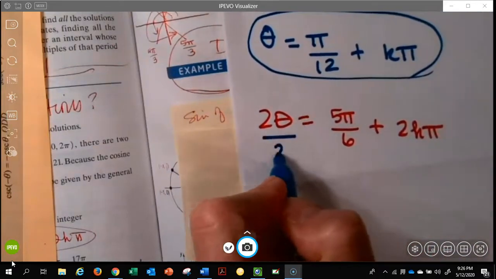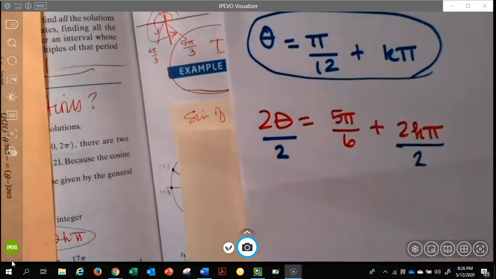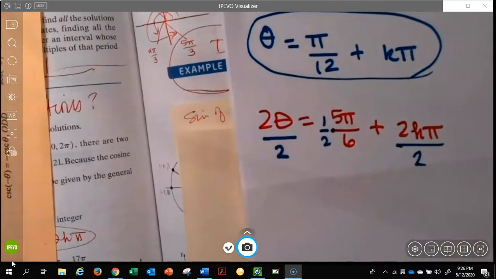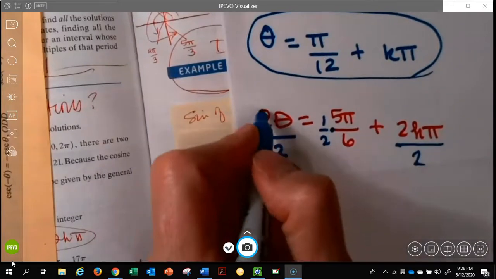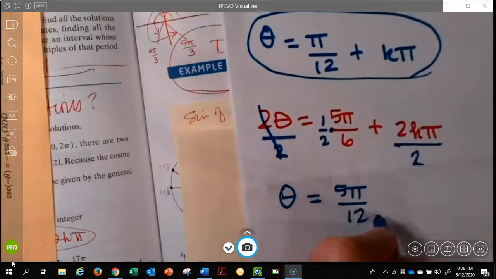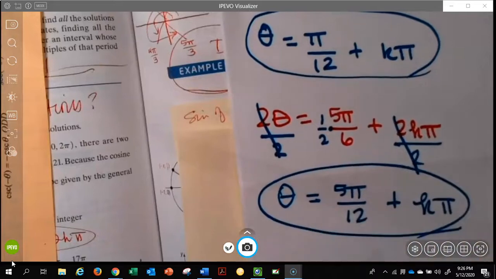So I'm going to do the same thing again because I'm just trying to get theta. So I'm going to divide by 2, but on this one, I'm going to use the rule that dividing by 2 is the same thing as multiplying by its reciprocal. And so here I get that theta is worth 5 pi over 12 plus k pi.